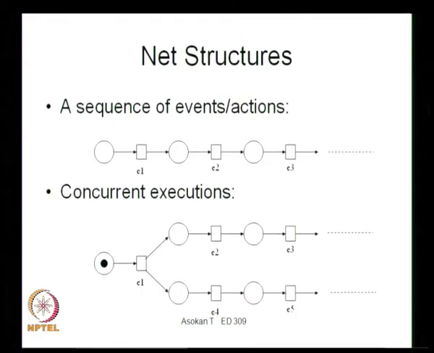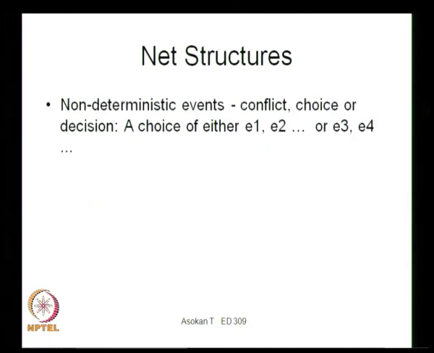Again, this can be shown through the animation. You can see E1 happening, so the tokens are given to the next two parallel execution chains, that is the concurrent events. Then E2 and E4 take place, you pass the token, then E3 and E5 happen and pass the token. So like this you can have concurrency of events. These are the sequence of events and the concurrency of events.